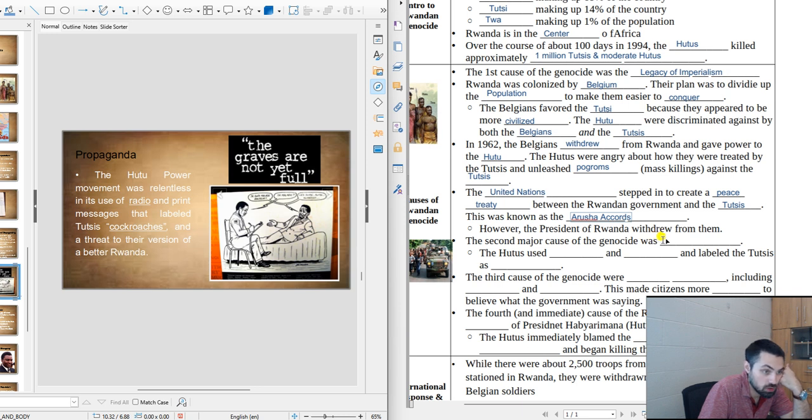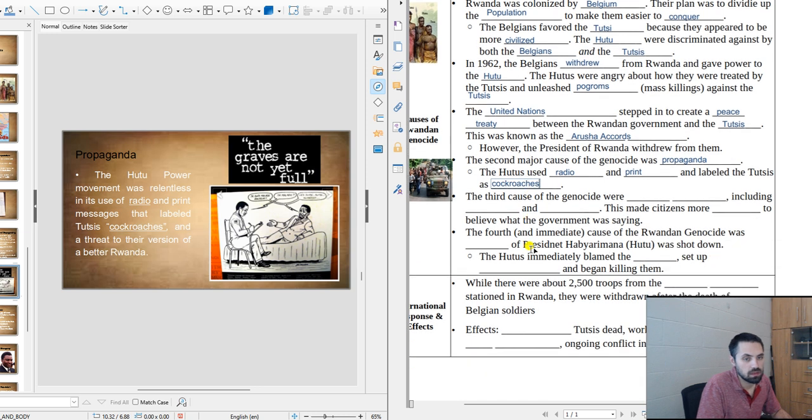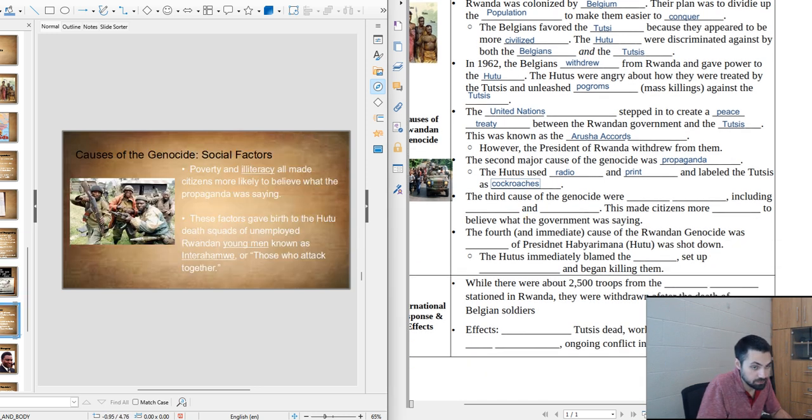The second major cause was propaganda. The Hutus used radio and print and labeled the Tutsis as cockroaches. They had very effective propaganda, pushing these ideas forward.